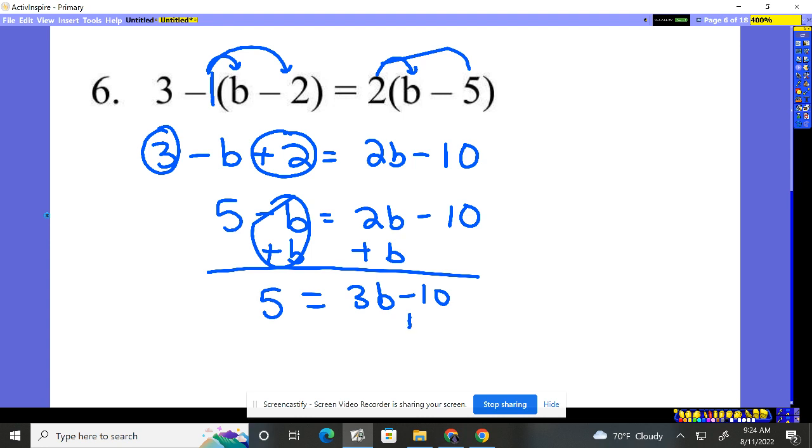Now let's move the 10 over to be on the other side. That way we've got all variables on one side, numbers on the other. I have 15 equals 3b, and now divide by 3. And we will get b is equal to 15 divided by 3 is 5. 5 is the value that would make the two sides of the equation true.